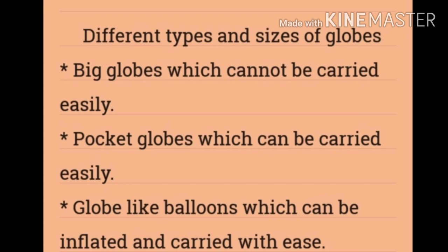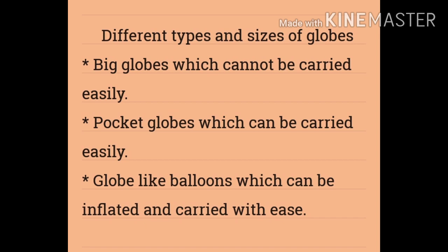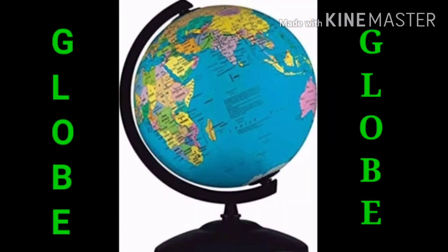The first one is big globes, which cannot be carried easily from one place to another. The next one is pocket globes, which can be carried easily from one place to another. And the third one is a globe like a balloon, which can be inflated, flattened and carried easily from one place to another. Students, what is the importance of the globe? With the help of a globe we can see the entire earth at a glance, means in one look we can see the whole earth through the globe. And it is also helpful in the study of various places, different continents and different countries.